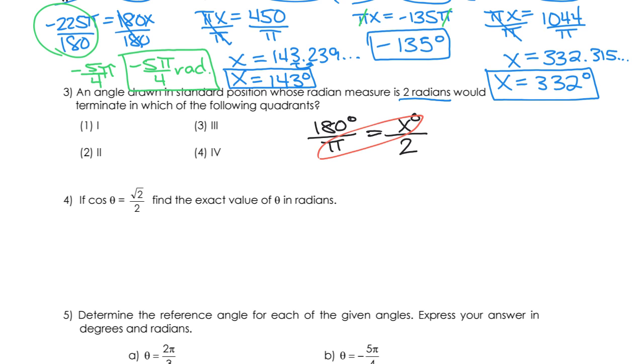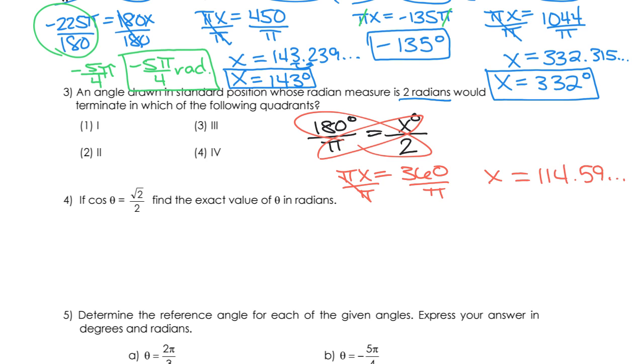Okay. We'll cross multiply, we get pi x equal to 180 times 2, which is 360. We're going to go ahead and divide by pi, and x comes out to equal 114.59... So now when we think about our graph, and that 90 degrees is here and 180 degrees is here, we know that 114 degree angle will fall somewhere in quadrant 2. Okay. So hopefully that helps. Okay.